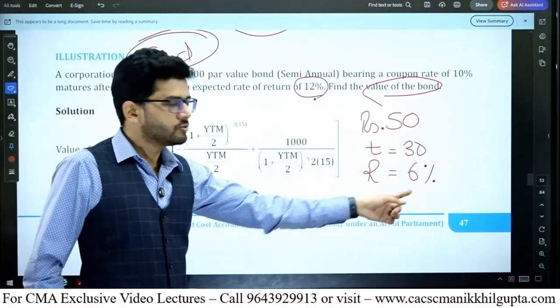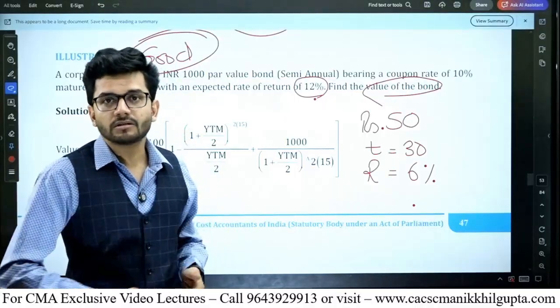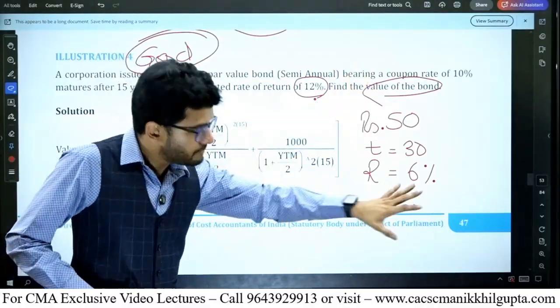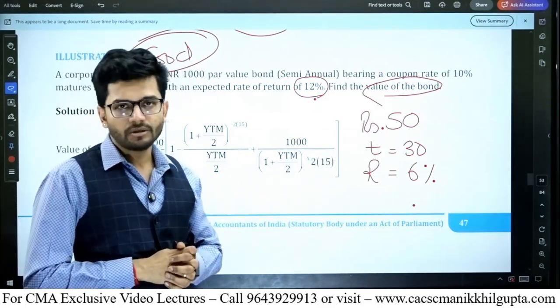12% is per annum, so I've reduced it to half, 6%, because I need to do compounding. I need to calculate the discounting factor. Therefore, I'm taking the exact measurements to enable myself to do the discounting. That is how it is done.